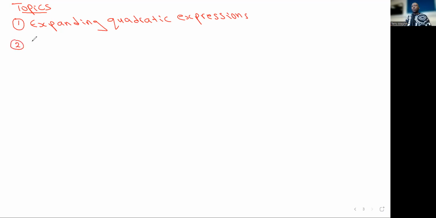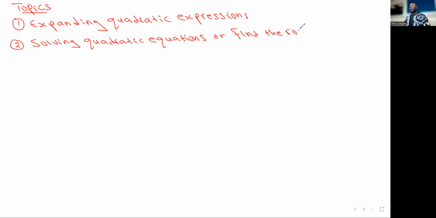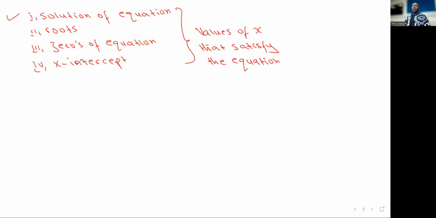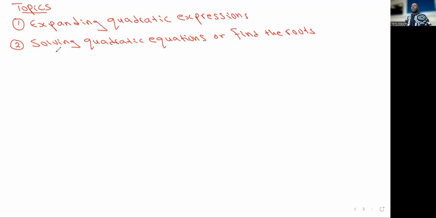So number 2, we're going to talk about solving quadratic equations. Like I told you, in some textbooks we call it finding the roots, or the roots of the equations. Some will say finding the x-intercept. Some can say finding the zeros of the equation. All of them are the same thing. Under this part, I'm going to talk about how we use the quadratic formula.